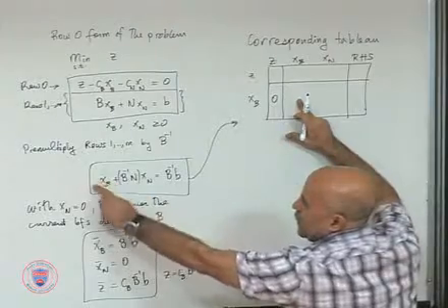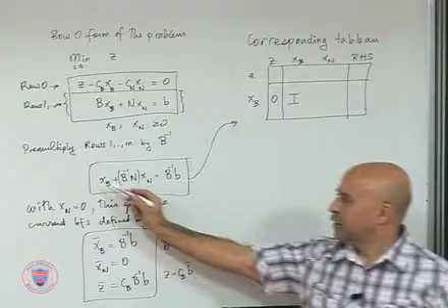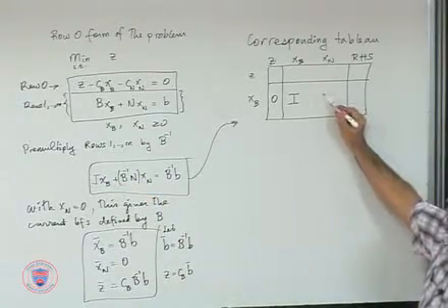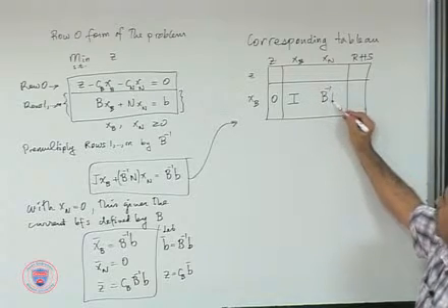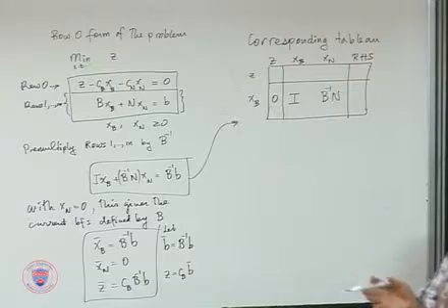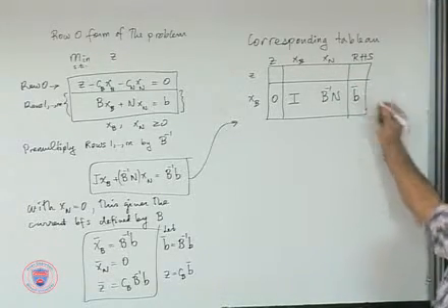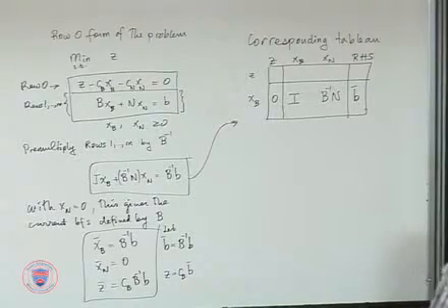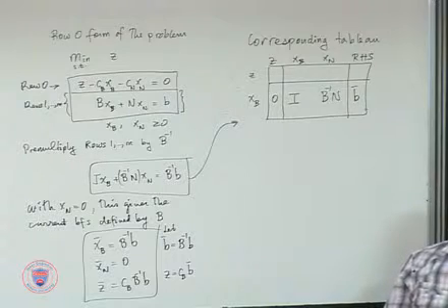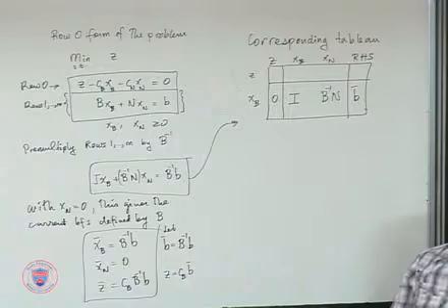XB has the identity as the matrix of coefficients. That's I times XB. Xn has B inverse n. So that's a matrix. Those are the numbers that show up underneath your non-basic variables. The right side is your B bar, the current solution. The row 0 information is not available yet, so I'm not going to fill it in. Okay?